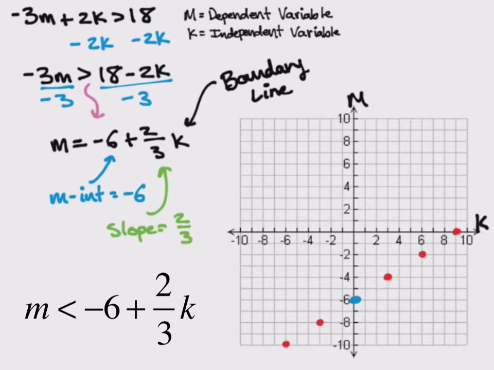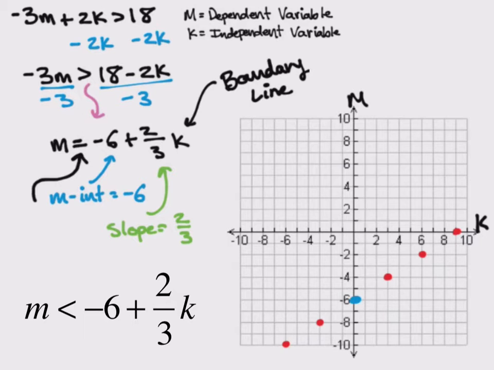Okay, now we know that once we graph the boundary line, we're going to shade all the ordered pairs below it because when we solve for our dependent variable, we got m is less than negative 6 plus 2/3 k. But note that the ordered pairs on the boundary line are not going to satisfy our inequality because if you're a point on the boundary line, it'll be such that m equals negative 6 plus 2/3 k.